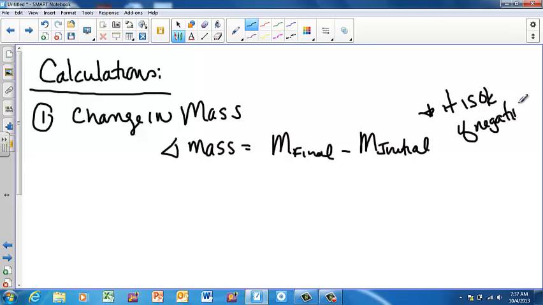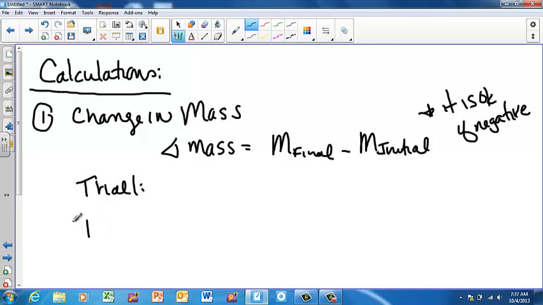Now I know you may end up with a negative number and you're going to go, what the heck, how did that happen? And don't panic if it is negative. Okay, it is okay if it is negative. We're not changing the law of conservation of mass. It's going to be reflective of which way the energy went. So don't worry about it if it's negative.